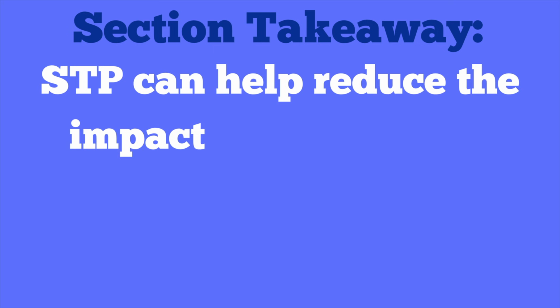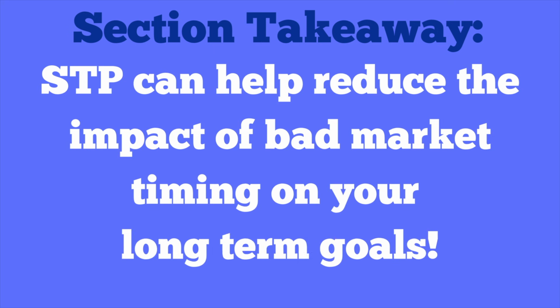The takeaway is that markets are volatile and they can correct anytime. Nobody knows the peak and the bottoms. But goal dates and goal amounts are predictable. And we can protect our goal corpus without timing the market by using STP for systematic transfers. STP can help reduce the impact of bad market timing on your long-term goal corpus.